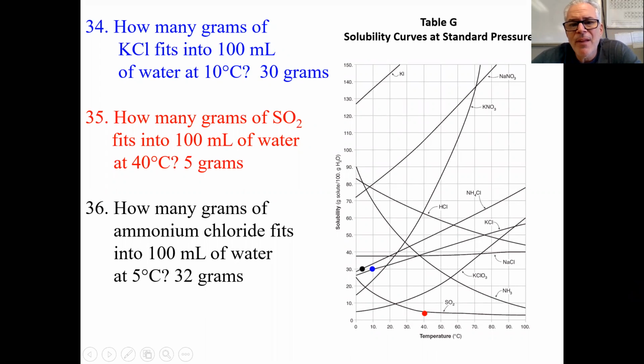Okay? How do you use table G? You got to know what you're looking at. You got to know the temperature, and it will tell you how much stuff fits in.